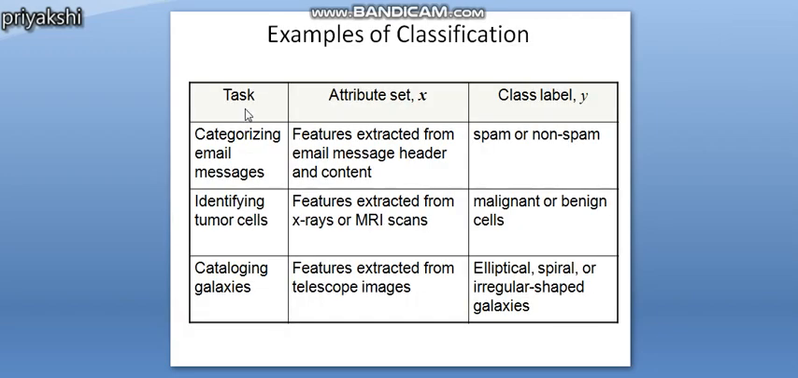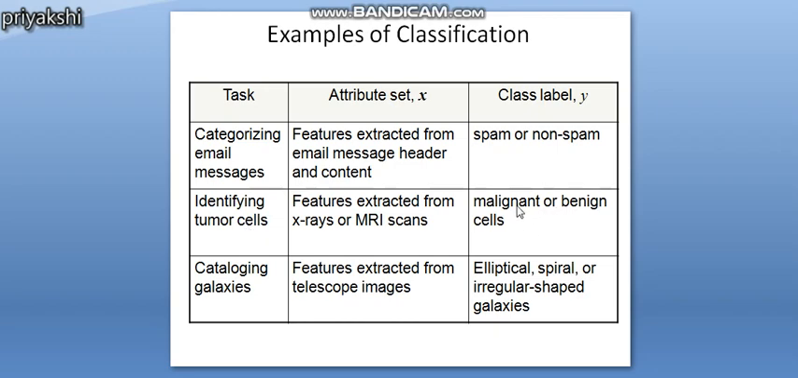As you can see, classification is applied to many diverse applications in real life. For example, we can categorize email messages as either spam or non-spam. So the class label will be spam or non-spam, and the attribute set on which we apply our classification model will be features extracted from the email message header and content. Another task is to identify a tumor cell as either malignant or benign.